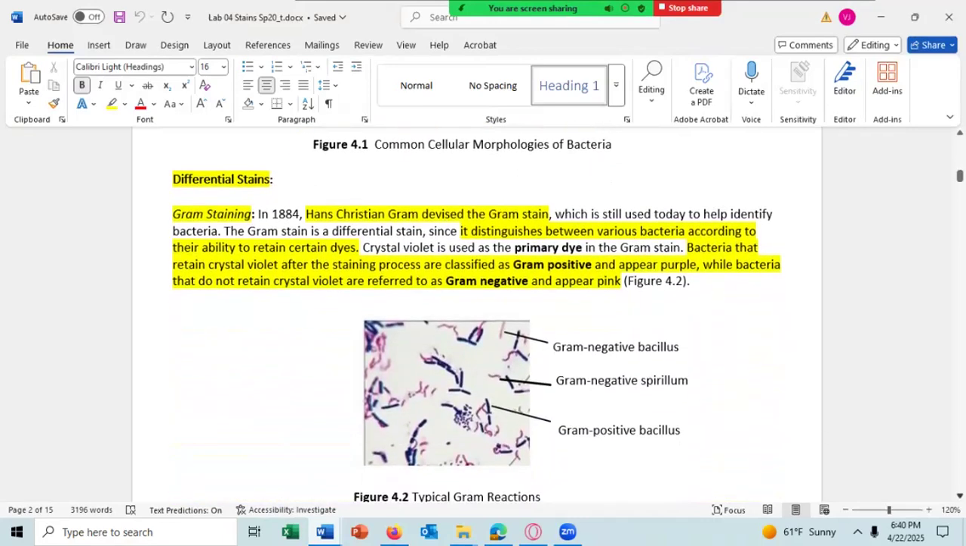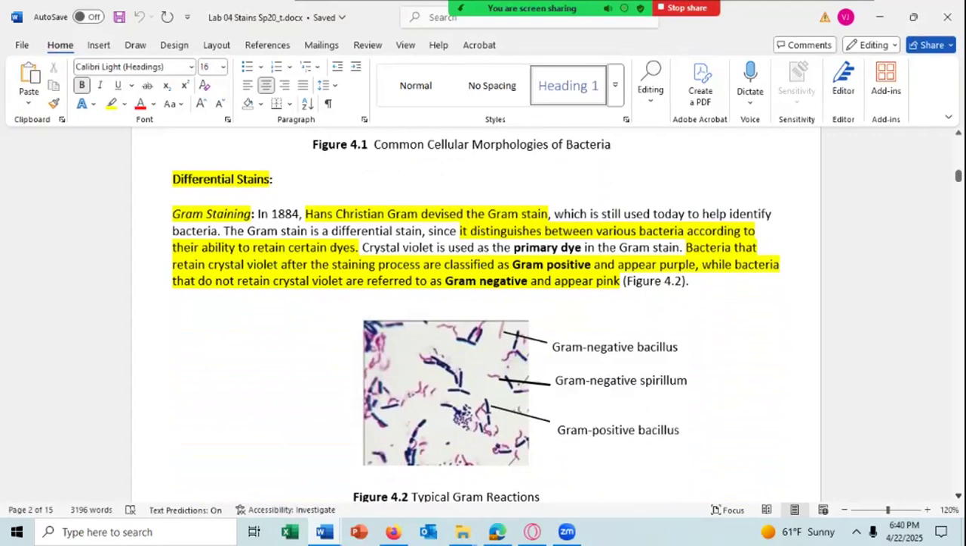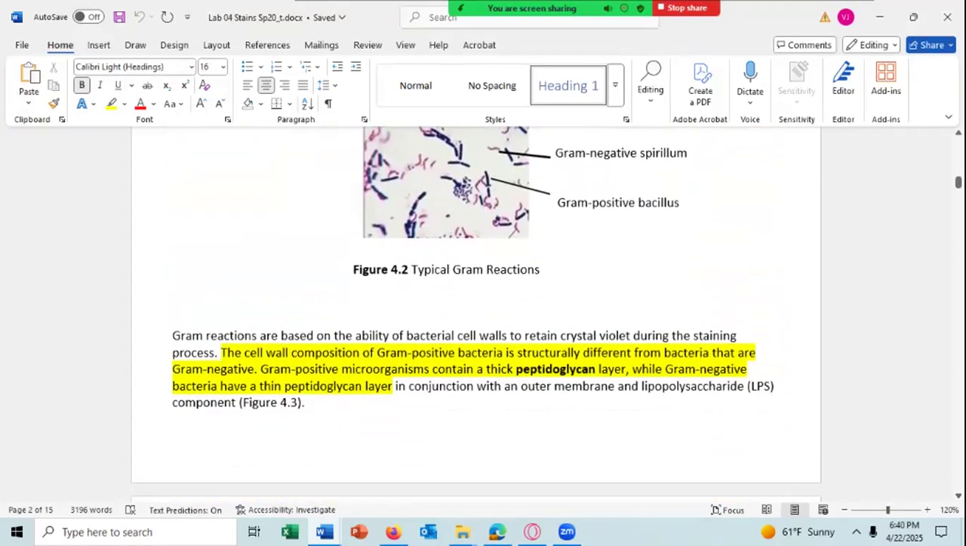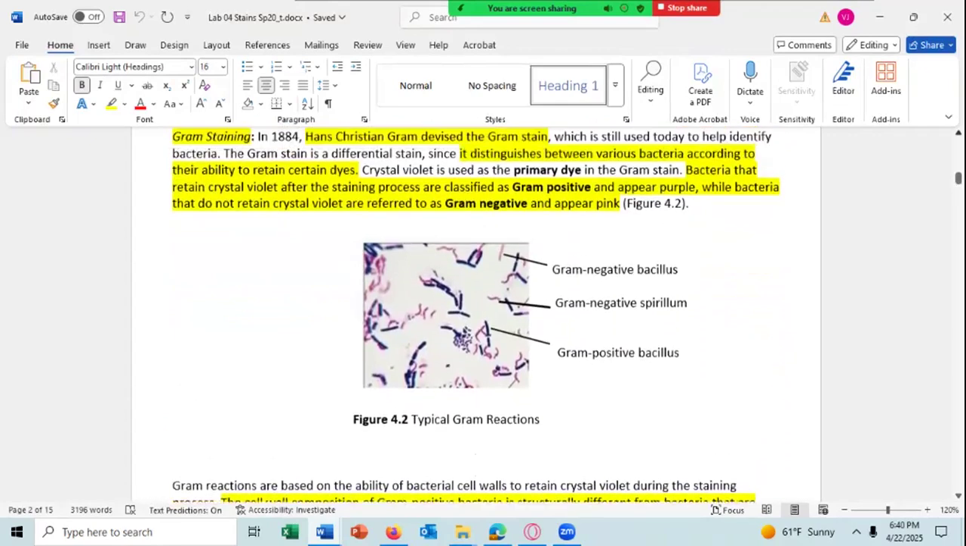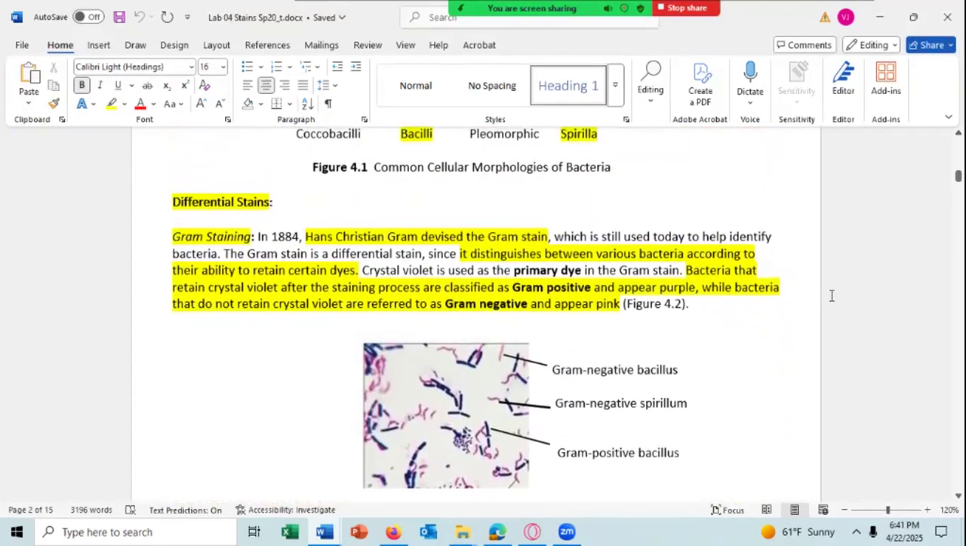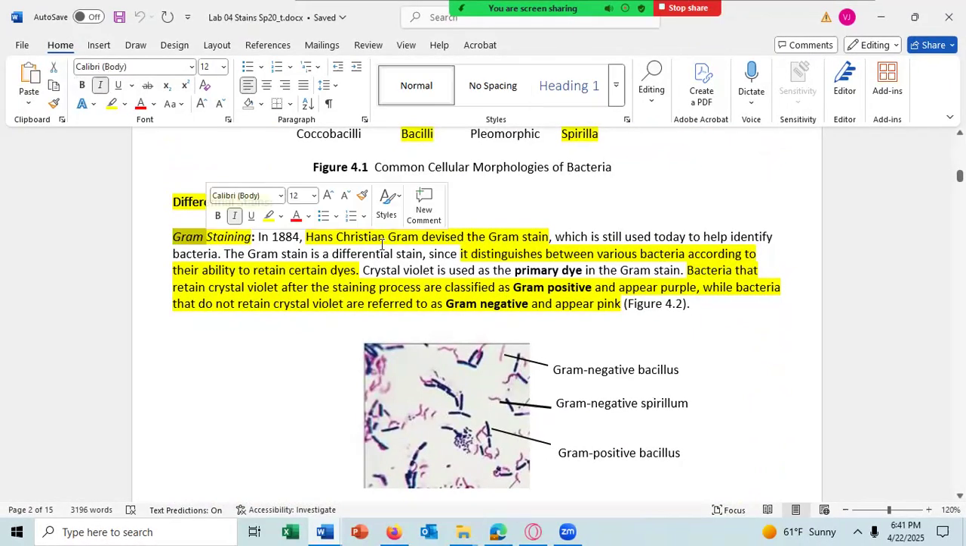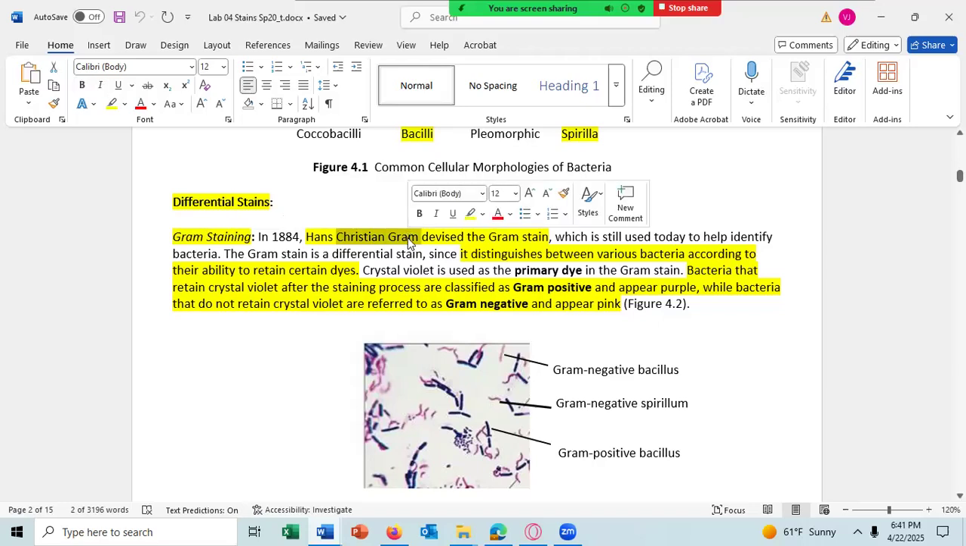All right. There are two differential stains, the Gram stain and the acid-fast stain. We're going to talk about each of them right now. The Gram stain was invented in 1884 by Hans Christian Gram. You don't need to know the year, but you should know it was invented by Dr. Gram. And so when you spell it, it should be with a capital G because it's named after Dr. Gram. He devised the Gram stain as a differential stain to differentiate between the patient's cells and the bacteria cells.